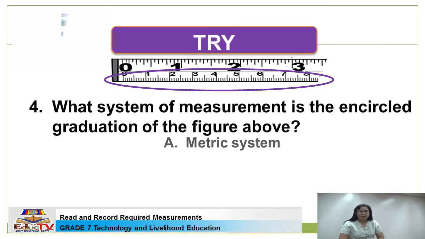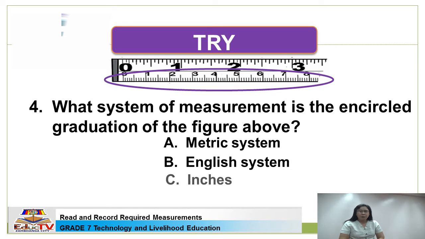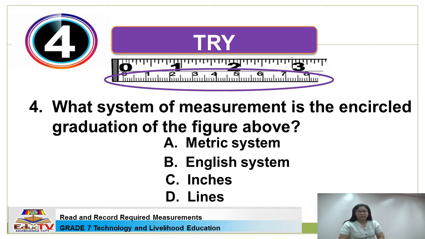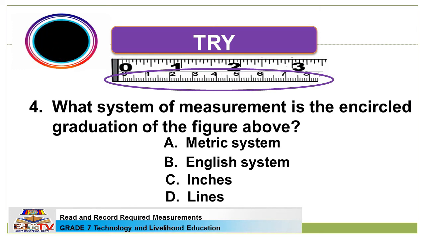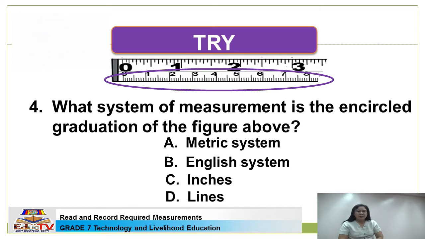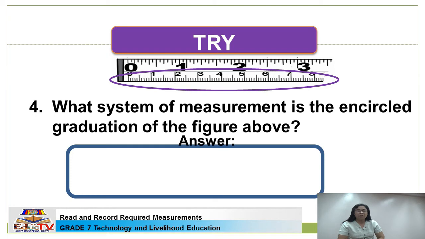For question number 4, what system of measurements is in the circled graduation of the figure above? Letter A, metric system. Letter B, English system. Letter C, inches. Letter D, lines. Timer starts now. Very good! The correct answer is letter A, metric system.